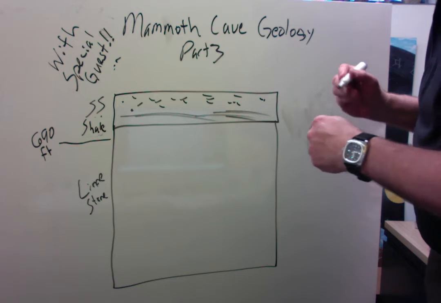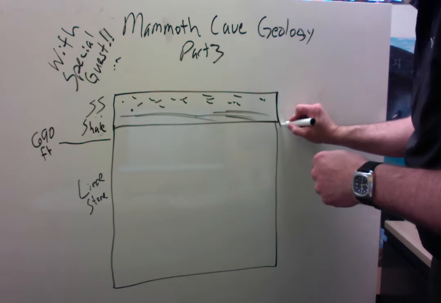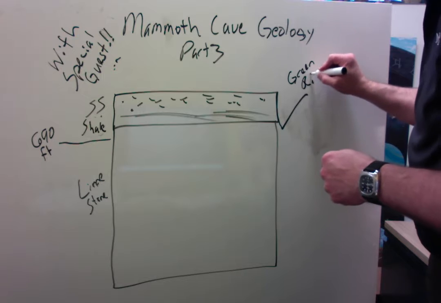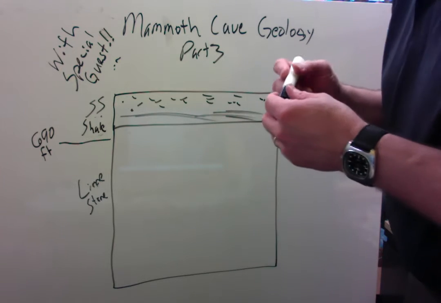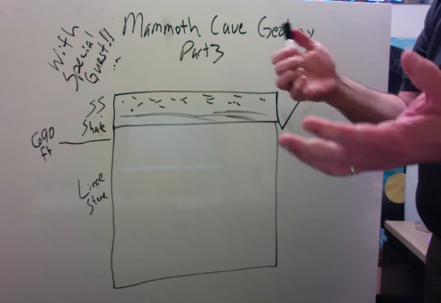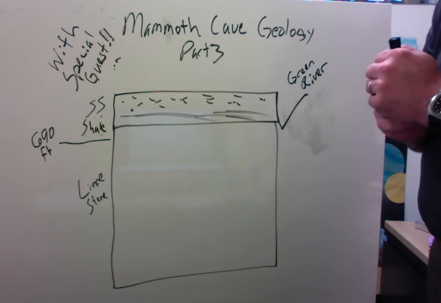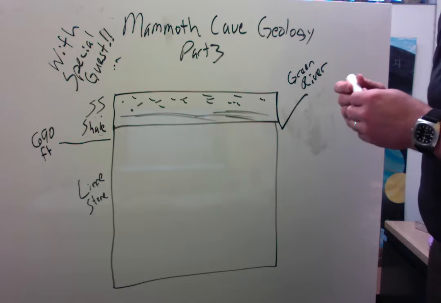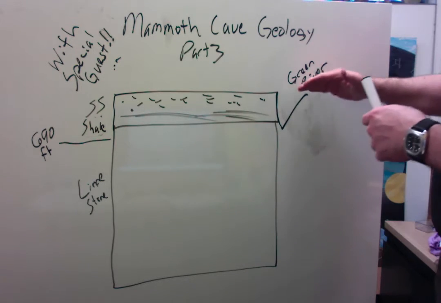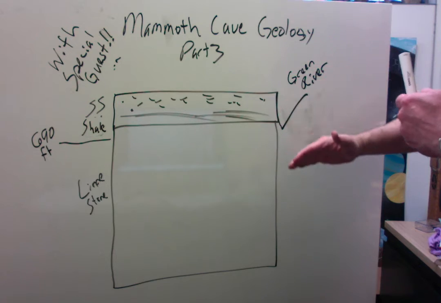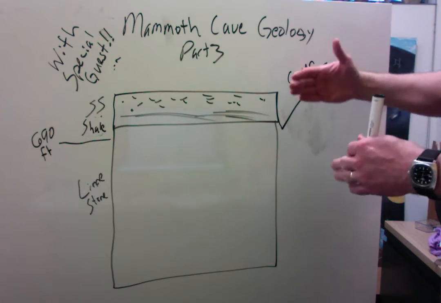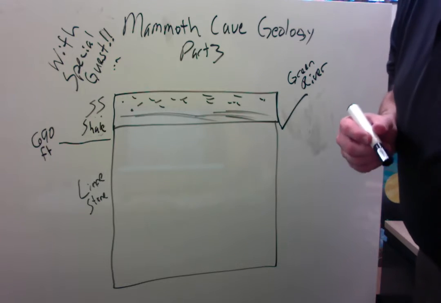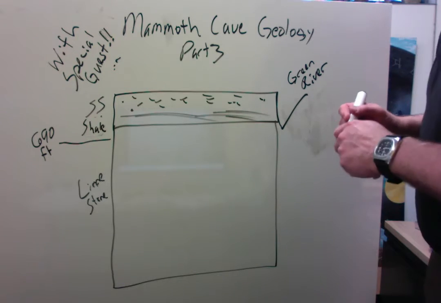And we're going to be talking a little bit about how the Green River and the 4 levels of Mammoth Cave, of which we saw 3 on our field trip, all relate to each other and relate to the Green River. Green River is the master water table, and everything it does affects what's going on in the cave. So we never saw level A.